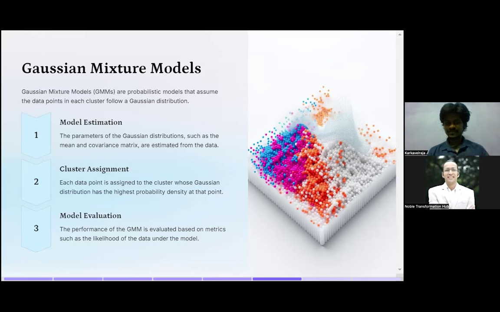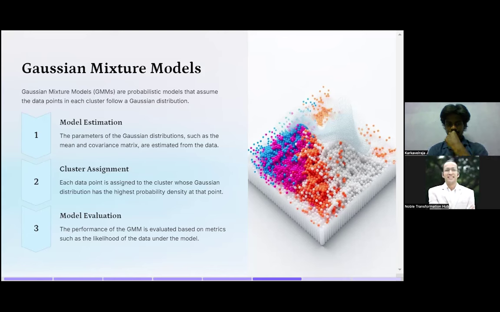Yeah. So, Gaussian mixture models, GMMs. So guys, you should understand it's a probabilistic model. They are probabilistic models that assume data points in each cluster follow a Gaussian distribution. Okay, so Gaussian was a scientist. He created statistical models. If you understand the math of it, you will understand.